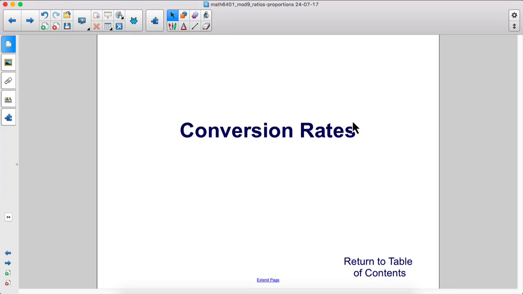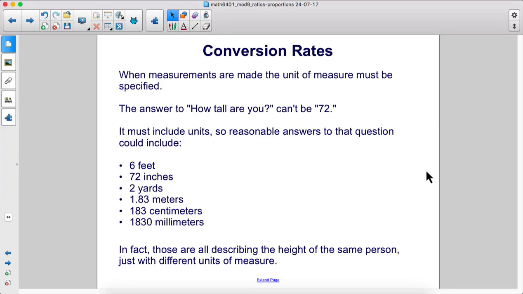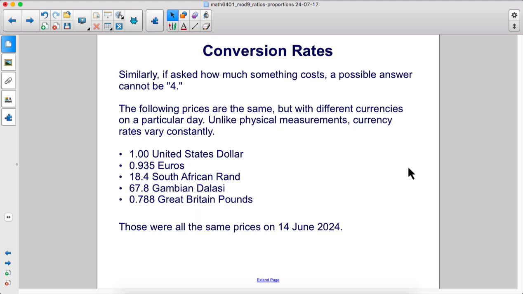Conversion rates. When measurements are made, the unit of measure must be specified. The answer to "how tall are you" can't be 72. It must include units, so reasonable answers to that question could include 6 feet, 72 inches, 2 yards, 1.83 meters, 183 centimeters, or 1830 millimeters.